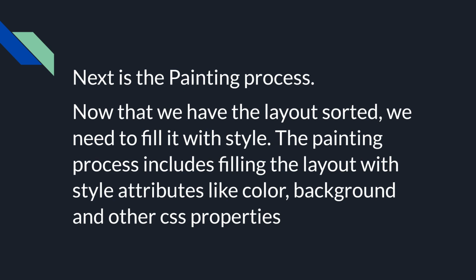Next is the painting process. Now that we have the layout sorted, we need to fill it with style. Style means, in other words, CSS. The painting process includes filling the layout with style attributes like color, background, and other CSS properties. So these are all the CSS properties which we will be having, like color, background, border, and all these properties will undergo the painting process.